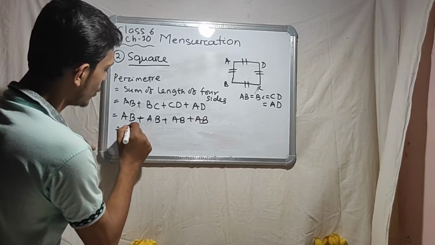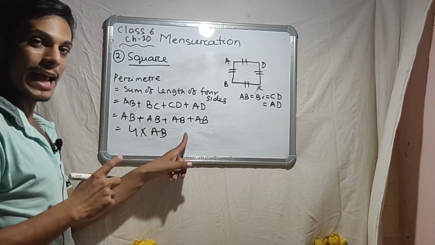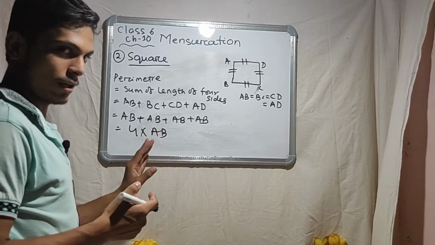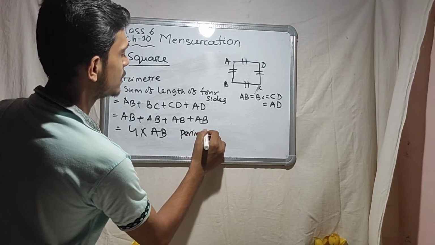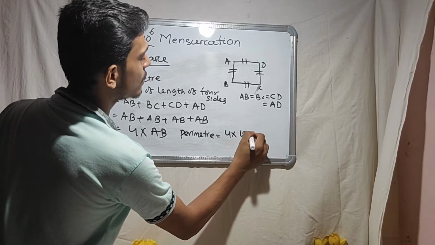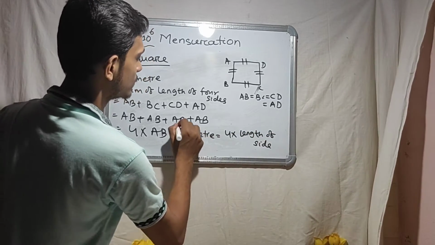Yes or no? So 4 is multiplied with AB, because AB is added 4 times. So the perimeter of a square, the general formula is what? That is 4 into length of one side, because all the sides are equal.